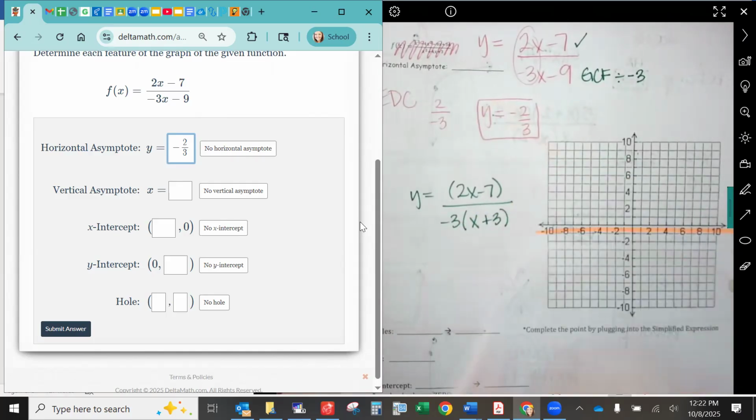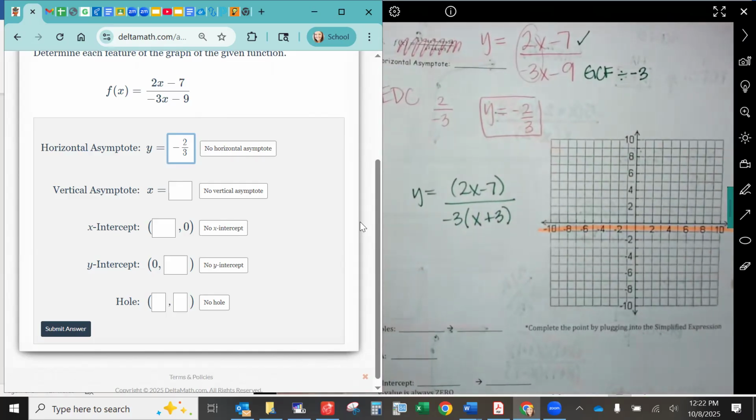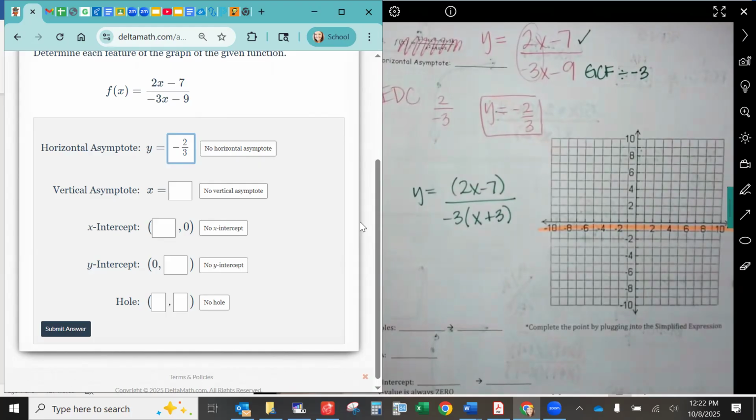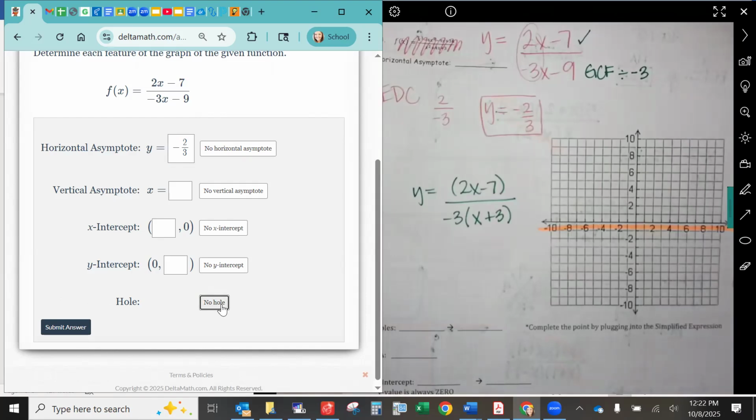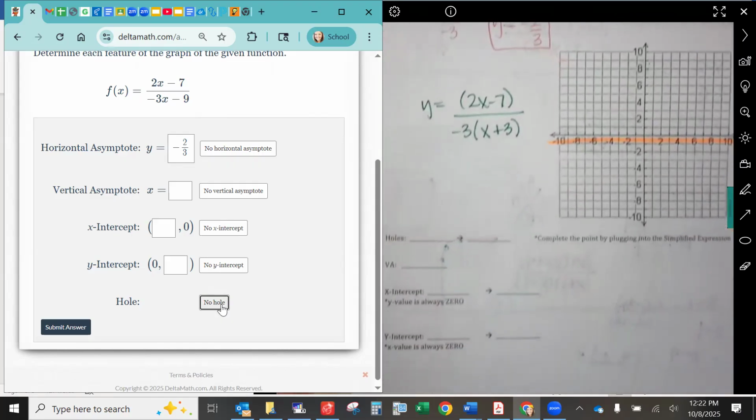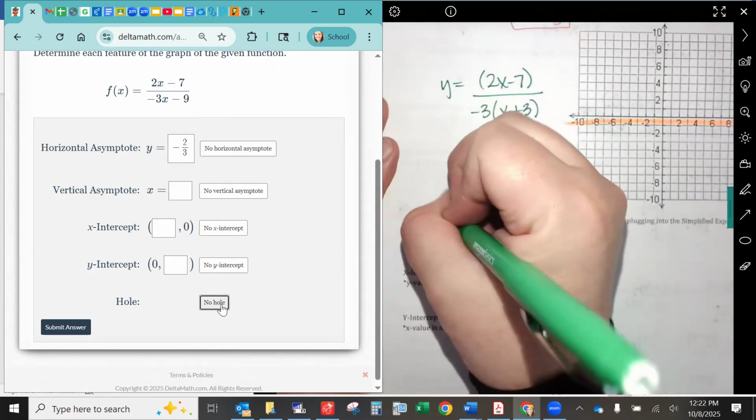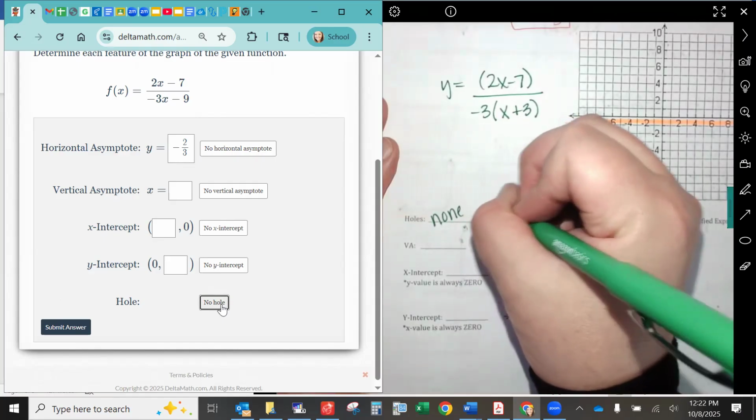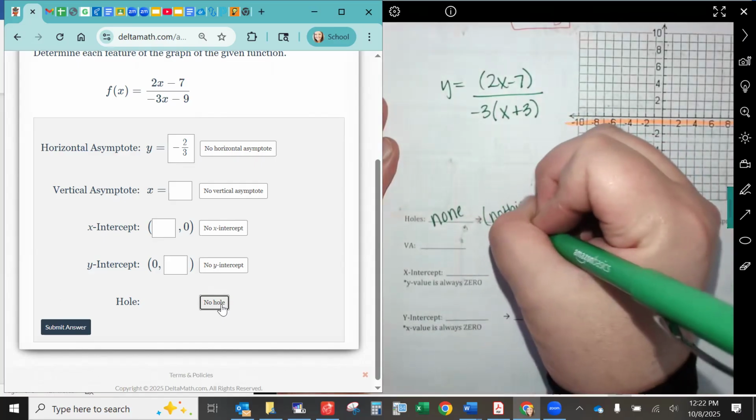Plus 3. Very good. Okay, now to find the holes, I'm looking for factors that should cross out. Is anything going to cross out? No, because the top and the bottom don't have any repeats. So under holes, will you click no hole? If nothing crosses out, then you're not going to have any holes on this graph. So for holes here on the notes, I'm going to put none because nothing crosses out. Nothing cancels.